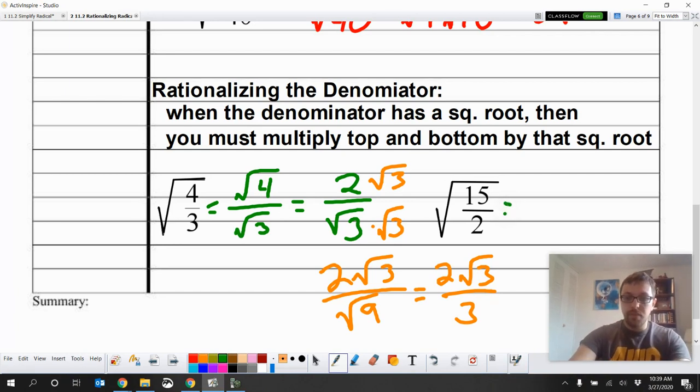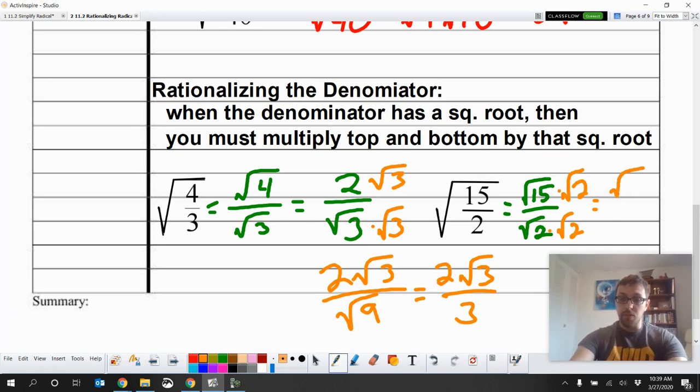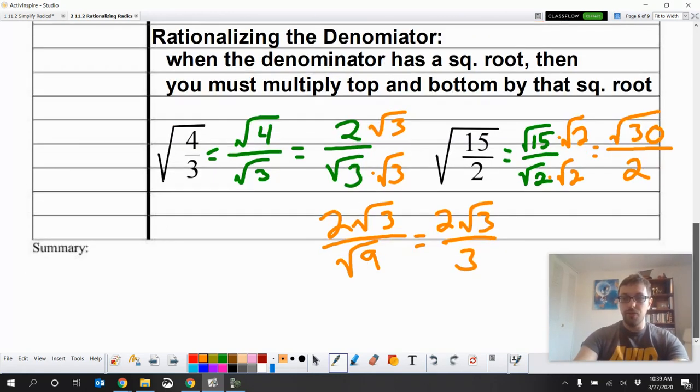Next one, I've got the square root of 15 over 2, so I'm going to break that up into the square root of 15 over the square root of 2, but we can't do anything to simplify those things. So we're going to get rid of that square root of 2 by multiplying the top and bottom by the square root of 2. In the numerator, we get the square root of 30. In the denominator, we get the square root of 2 times the square root of 2. I'm going to do this in my head. Square root of 2 times the square root of 2, that's the square root of 4, and the square root of 4 is 2. So this is just square root of 30 over 2.